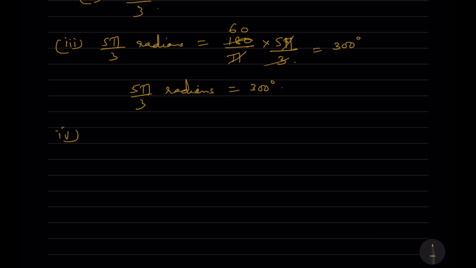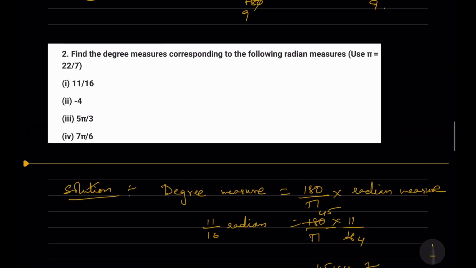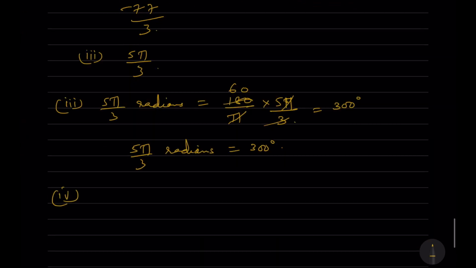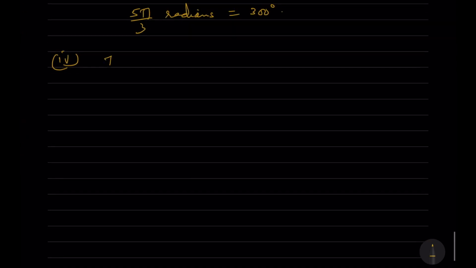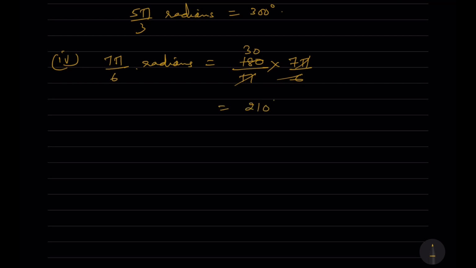Next, fourth one, what is the fourth one which we are having? Fourth one is equal to 7 pi by 6. So 7 pi by 6 radians you can write as 180 by pi into the radian measure, that is 7 pi by 6. So pi will get cancelled. Here again 6 5s are 30, 6 into 30 is equal to 180. So you are getting here 210 degrees. So this is the answer for your second question.